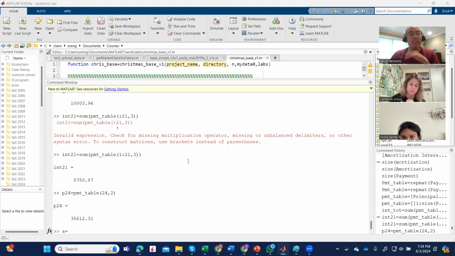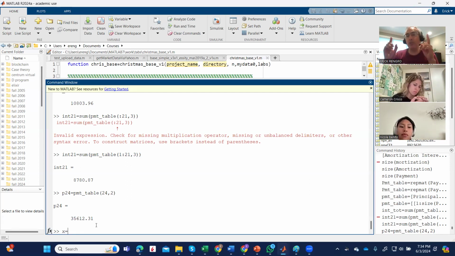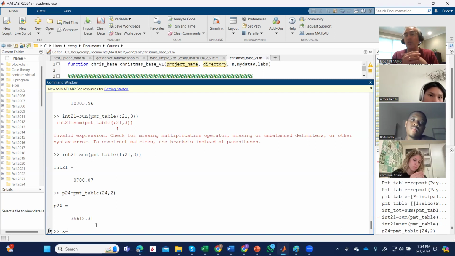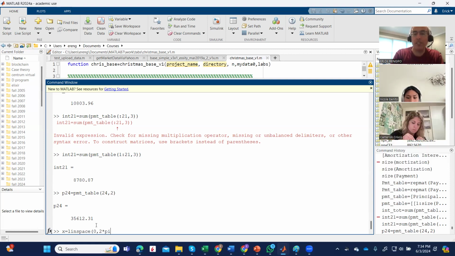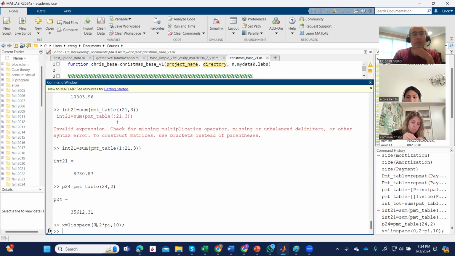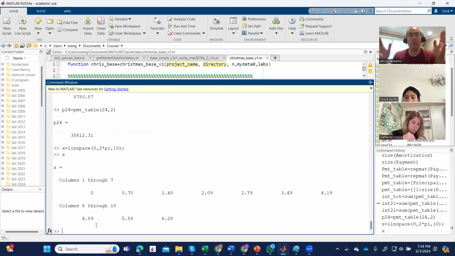Okay, so let's define x, and I want it between 0 and 2 pi, but only 10 observations. What do I use, guys? Linspace. Exactly. I use linspace because the beauty about linspace is that it allows me to do exactly 2 times pi, exactly the number of observations. Do you agree? Makes sense? So this is my x. If you want to see the x, it's only 10 values.